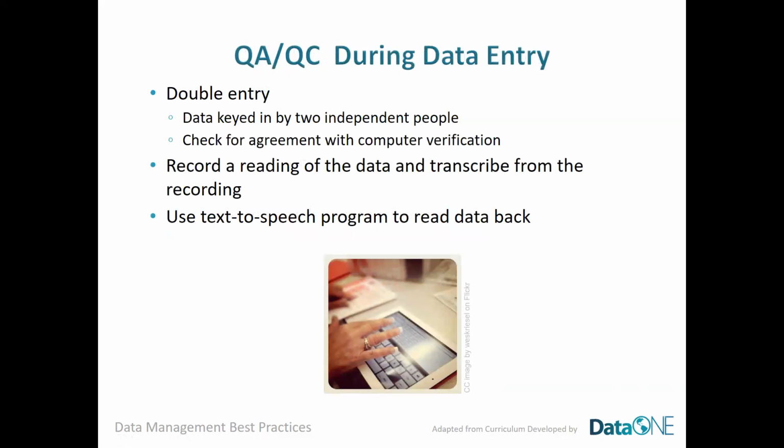Consider using techniques that will help eliminate mistakes during data entry. Examples include double data entry, where non-digital data are keyed in by two separate people independently. Differences in data entry can then be detected via computer programs and examined further to make sure that you've eliminated mistakes. Another way to reduce data entry error is to record yourself reading off the data and then transcribe it from the recording. You may also use a text-to-speech program that reads the data to you while you type it into the computer.